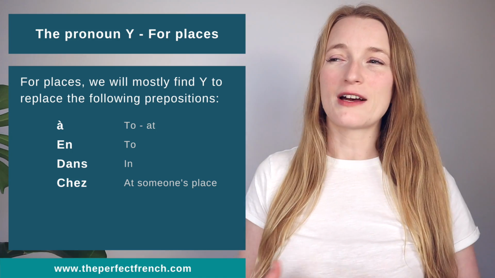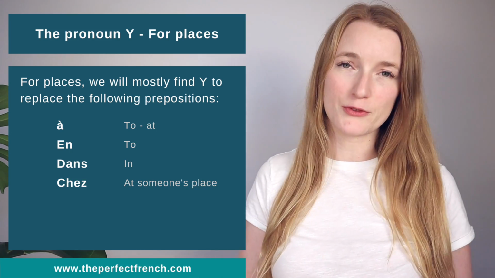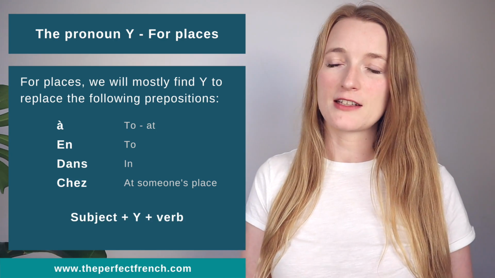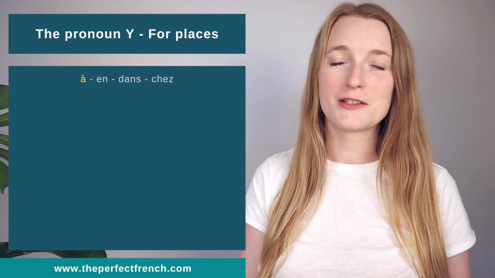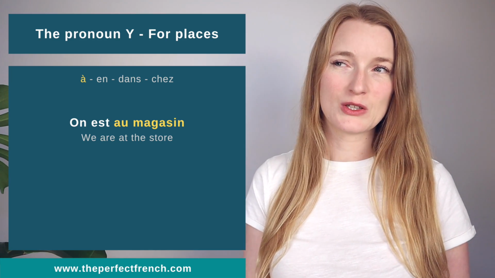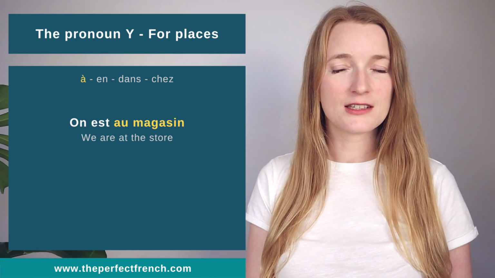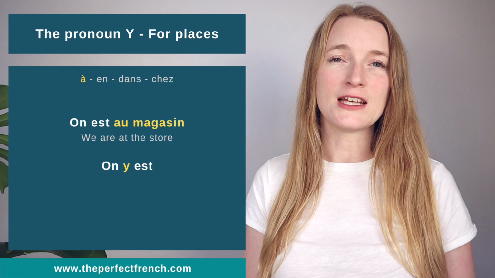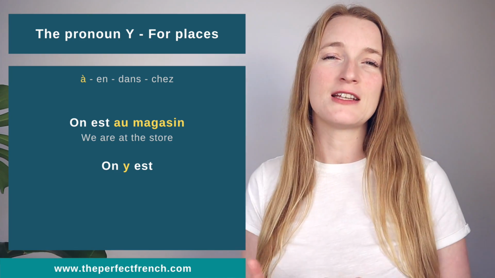chez. So as you know, all the pronouns that we have seen so far are going to be before the verb. Y is no exception. So we have subject, y, and then the verb. So let's see an example for each preposition. On est au magasin. Au magasin is going to be replaced by y. On y est. Okay? Before the verb. On y est.